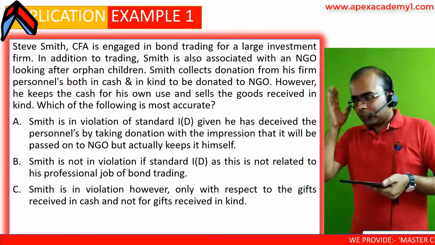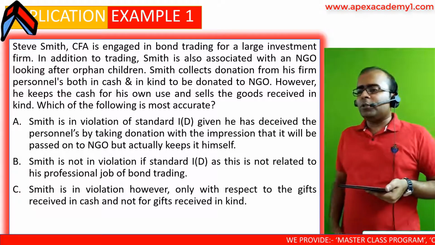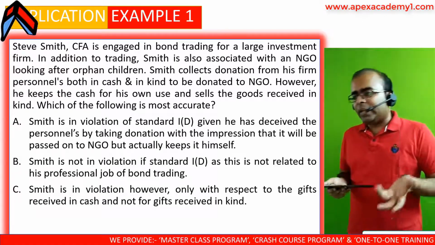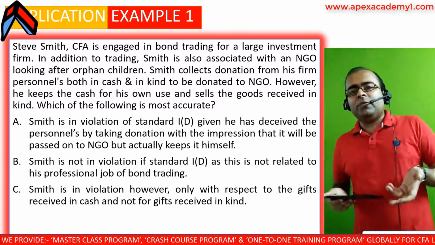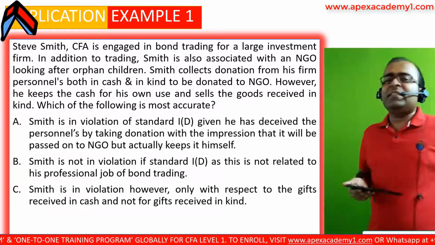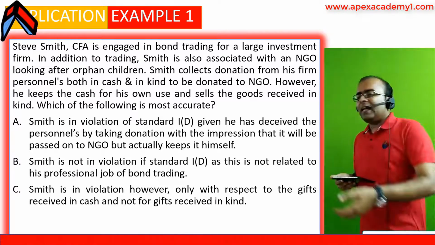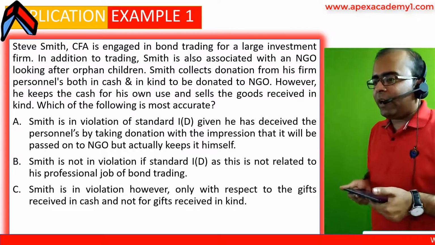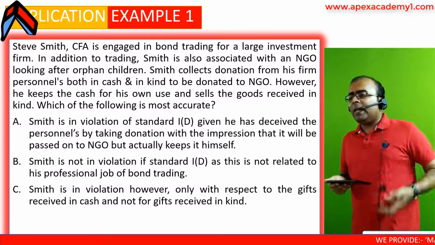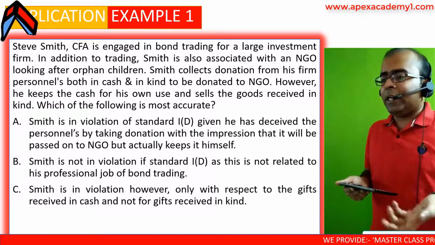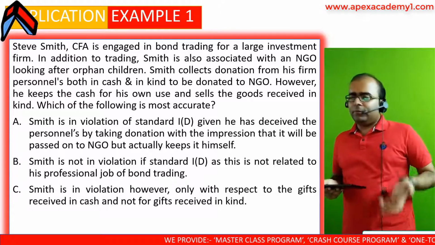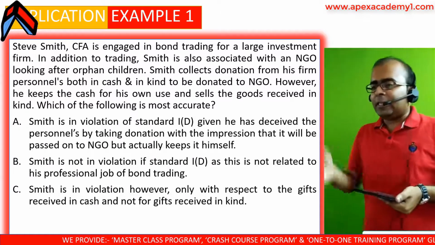Okay, which of the following is most accurate? Smith is in violation. Friends, I think it is very much clear. Misconduct states what? Act involving dishonesty, fraud or deceit. He is deceiving his colleagues, so it is actually misconduct. Smith is in violation of Standard 1D, given he has deceived the personnel by taking donations with the impression that it will be passed on to the NGO, but actually keeps it himself. So yes, this is a violation. I think A is correct.